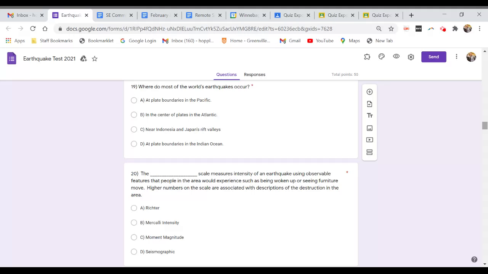Question 19. Where do most of the world's earthquakes occur? At plate boundaries in the Pacific, in the center plates in the Atlantic, near Indonesia and Japan's Rift Valleys, or at plate boundaries in the Indian Ocean?